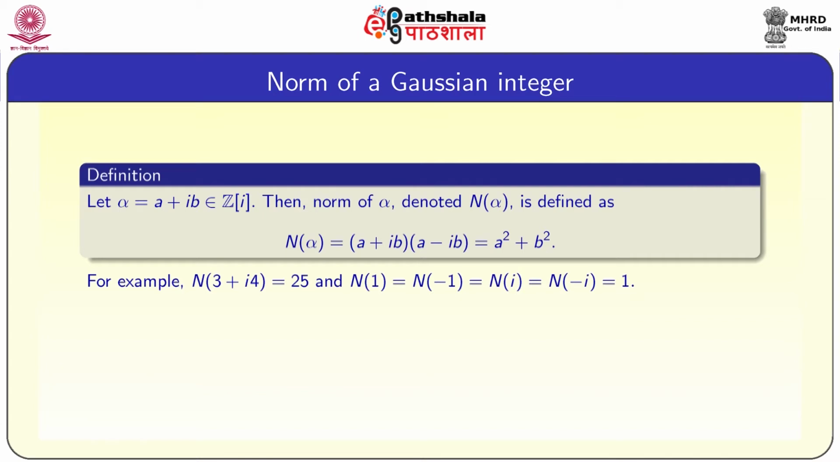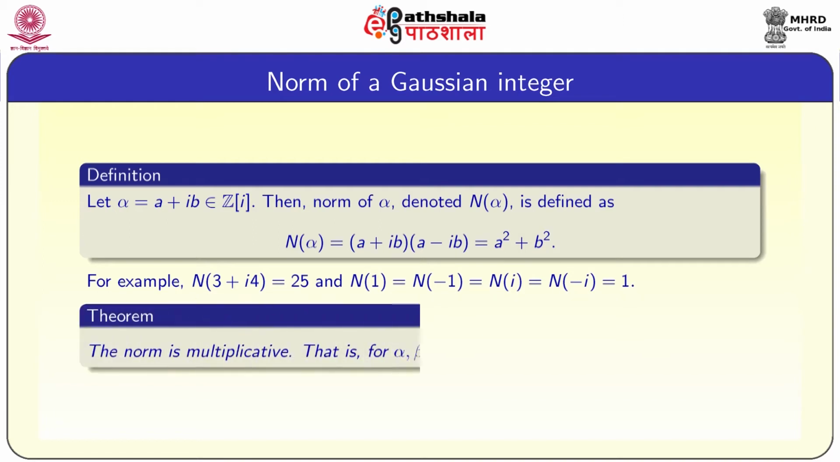For example, the norm of 3 plus 4i is equal to 25, because 3 squared plus 4 squared is 25. The norm of 1, that is 1 plus i times 0, or the norm of minus 1, that is minus 1 plus i times 0, or the norm of i, that is 0 plus i, or the norm of minus i, that is 0 plus minus 1 times i, all these norms are equal to 1.